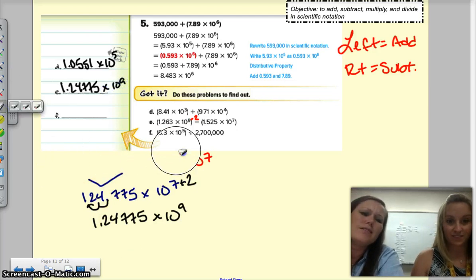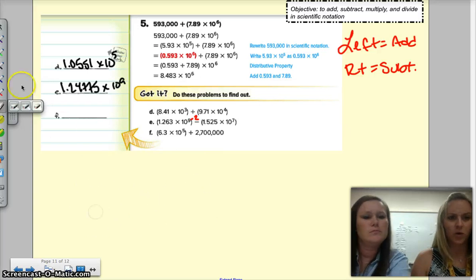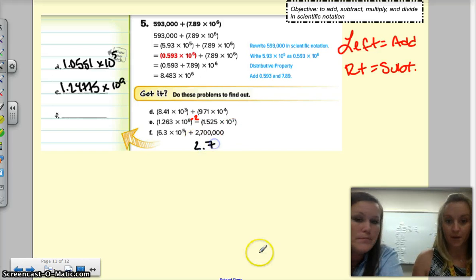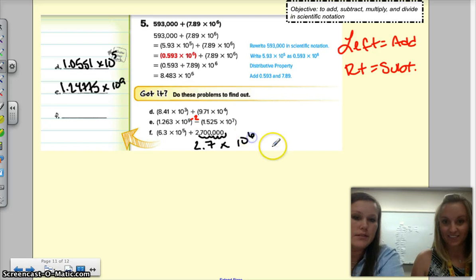Oh, this one isn't already in scientific notation. Oh, I have to do extra work. Oh, man. It's all right, peeps. Okay, so I want my decimal to be right in between the 2 and the 7. So how many places will that make me move? Let's see. 1, 2, 3, 4, 5, 6. So this is 2.7 times 10 to the 6th.